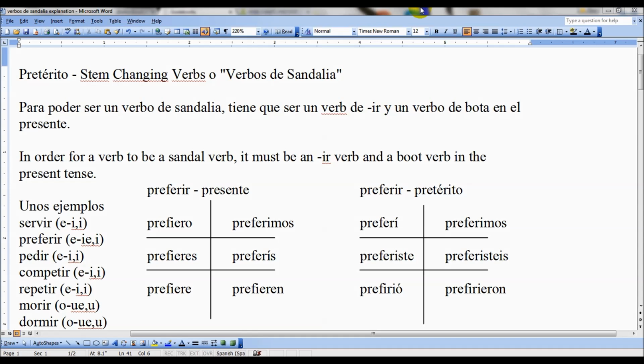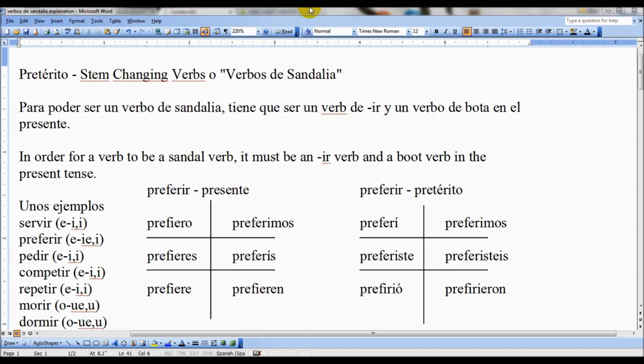So we're looking at sandal verbs, aka stem changing verbs in the preterite. I've also heard them called slipper verbs as a nickname, and I'm going to explain to you why they are called that. This little rule right here: in order for a verb to be a sandal verb or a stem changing verb in the preterite, it must also be an IR verb and a boot verb or a stem changing verb in the present tense.